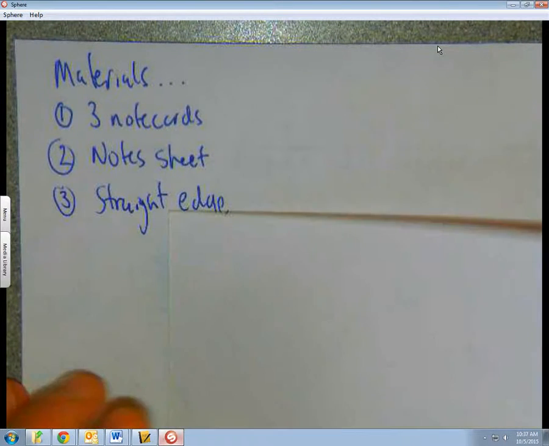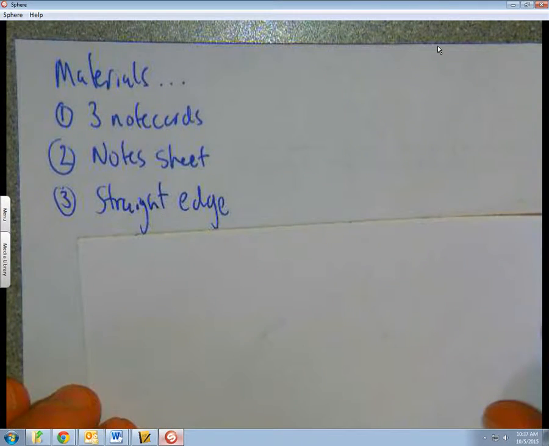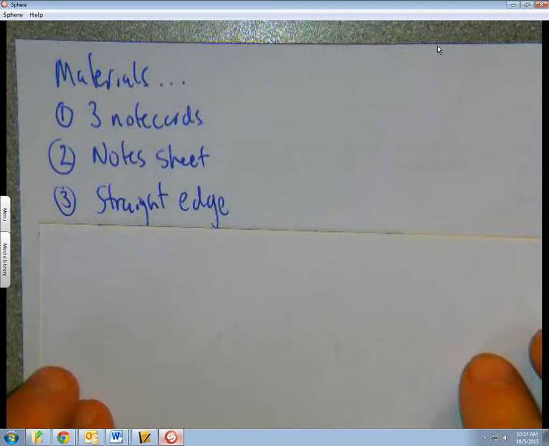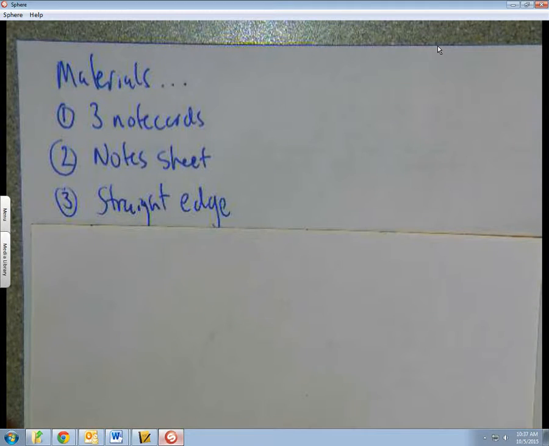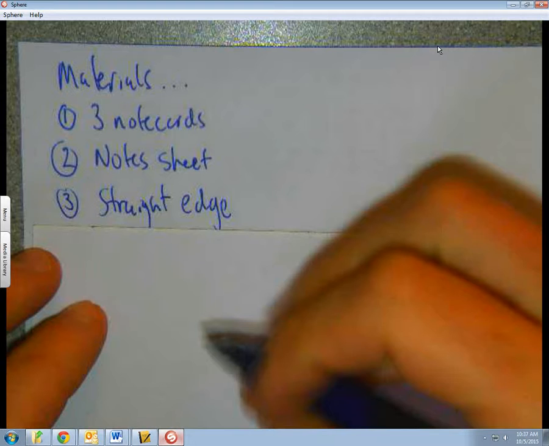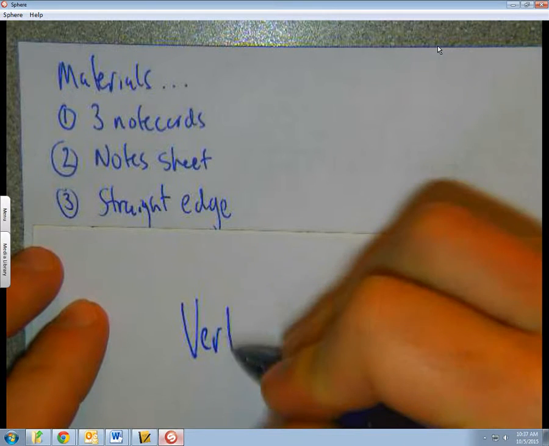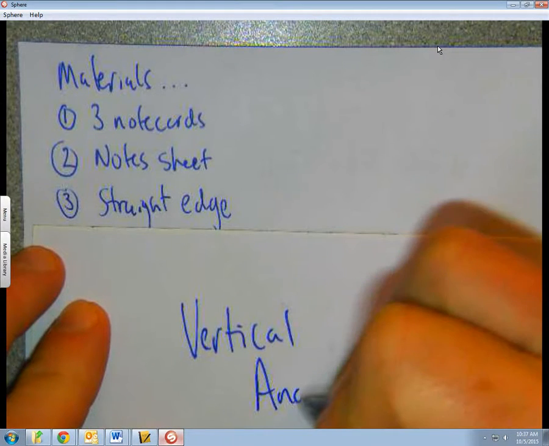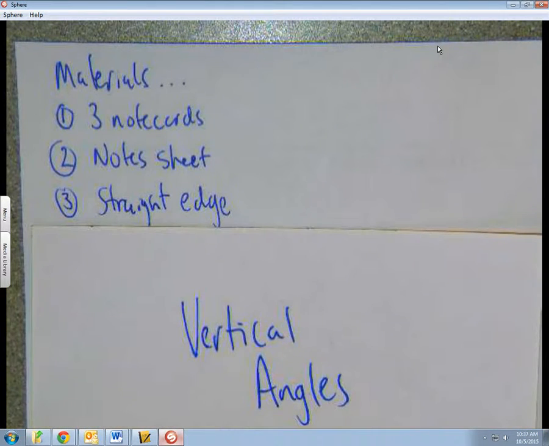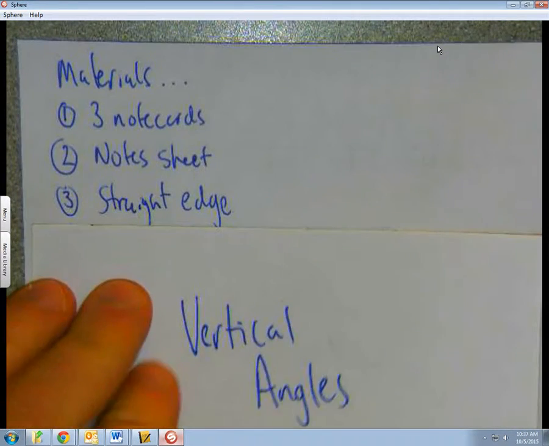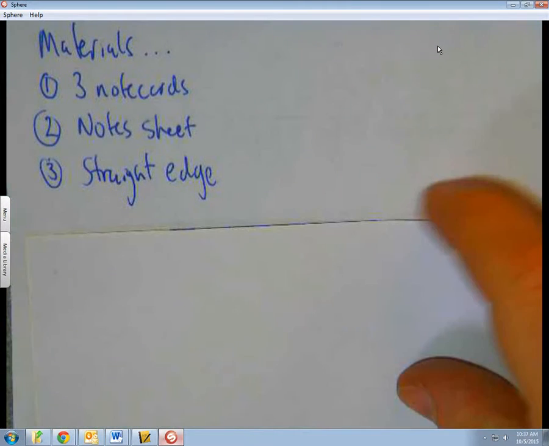The first note card is something we touched on a little bit during the angle edition. We had one problem that was like this, but we really didn't dive into it, so let's do so now. Vertical angles. Okay, and on the back of vertical angles, let's draw a cross.